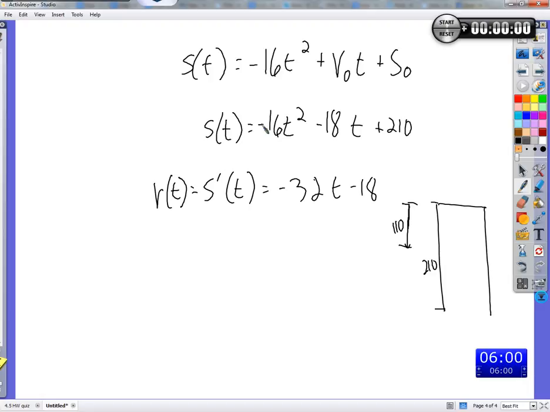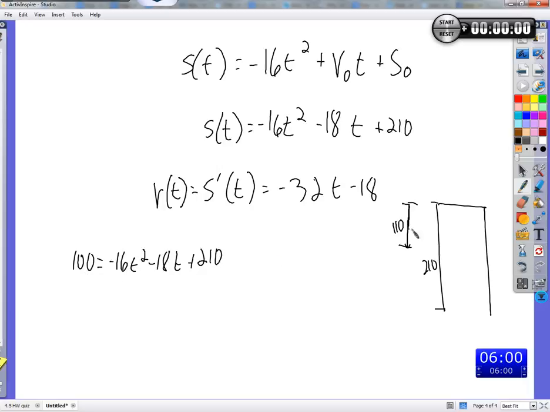Yeah, so we would say that at some time, given this initial equation, we'll come out with 100 feet. It'll be at a height of 100 feet at some point. Okay? So when does that happen? We solve for t. Negative 16t squared minus 18t plus 210. Some value of t is going to give us 100.